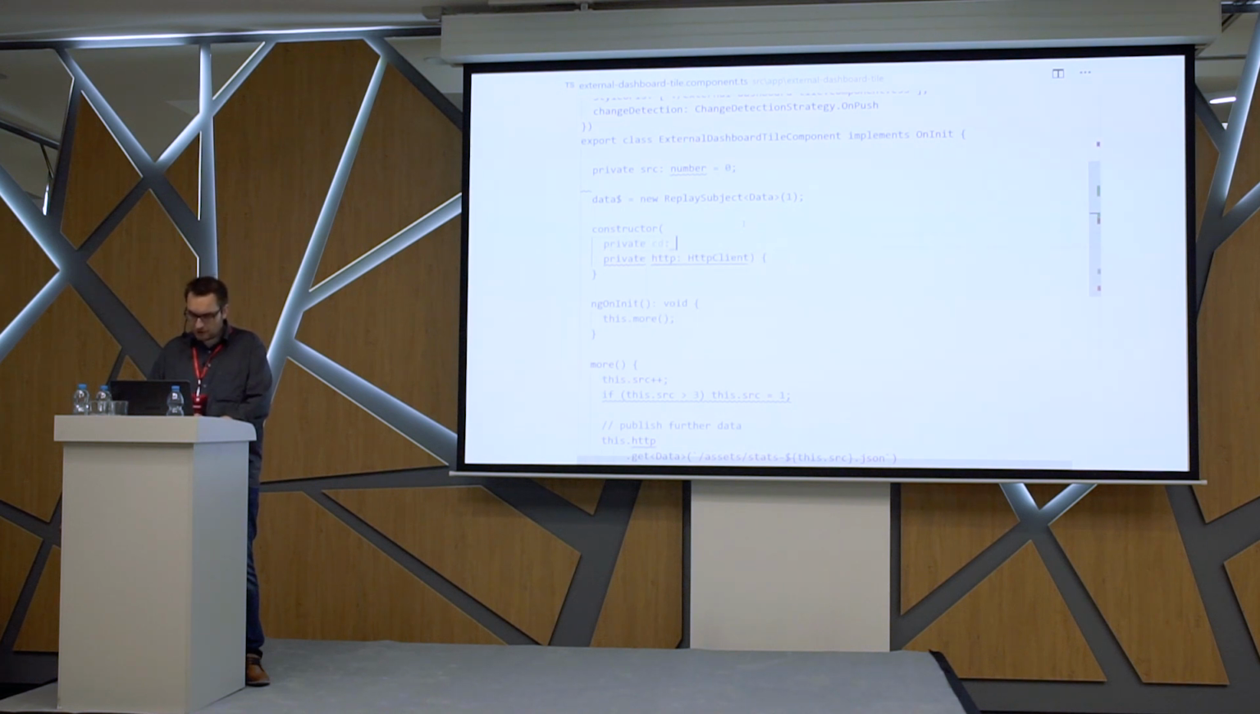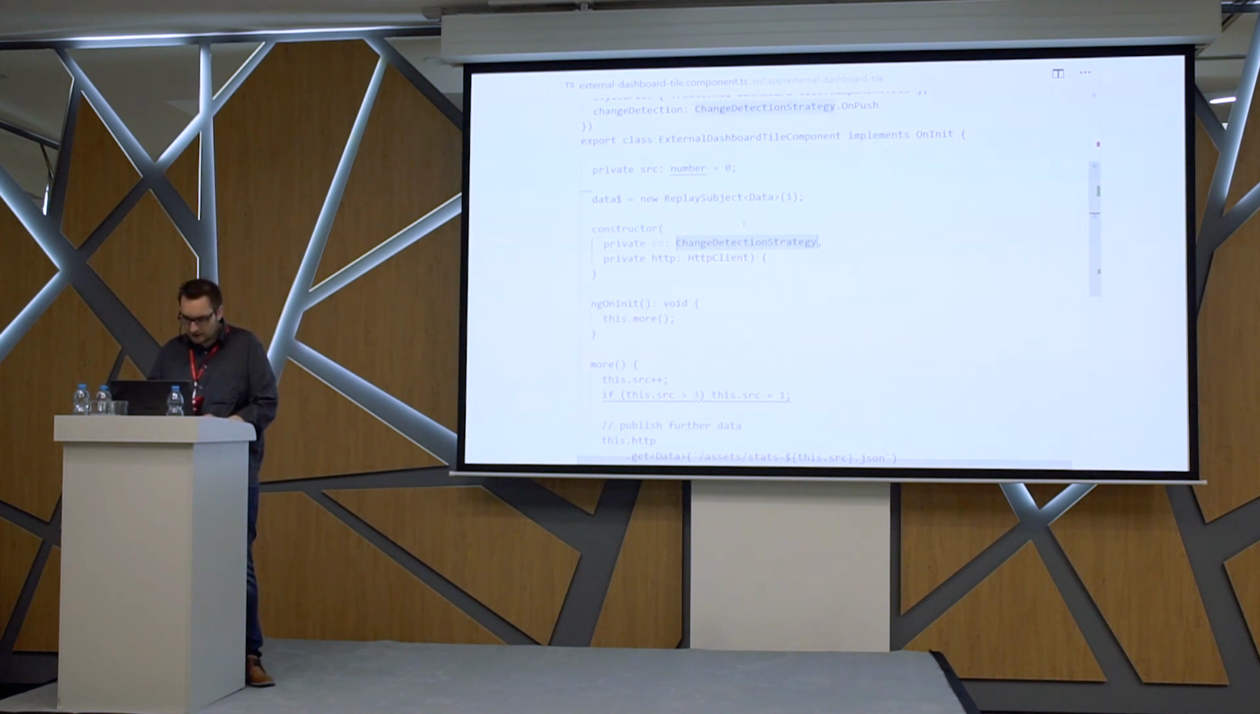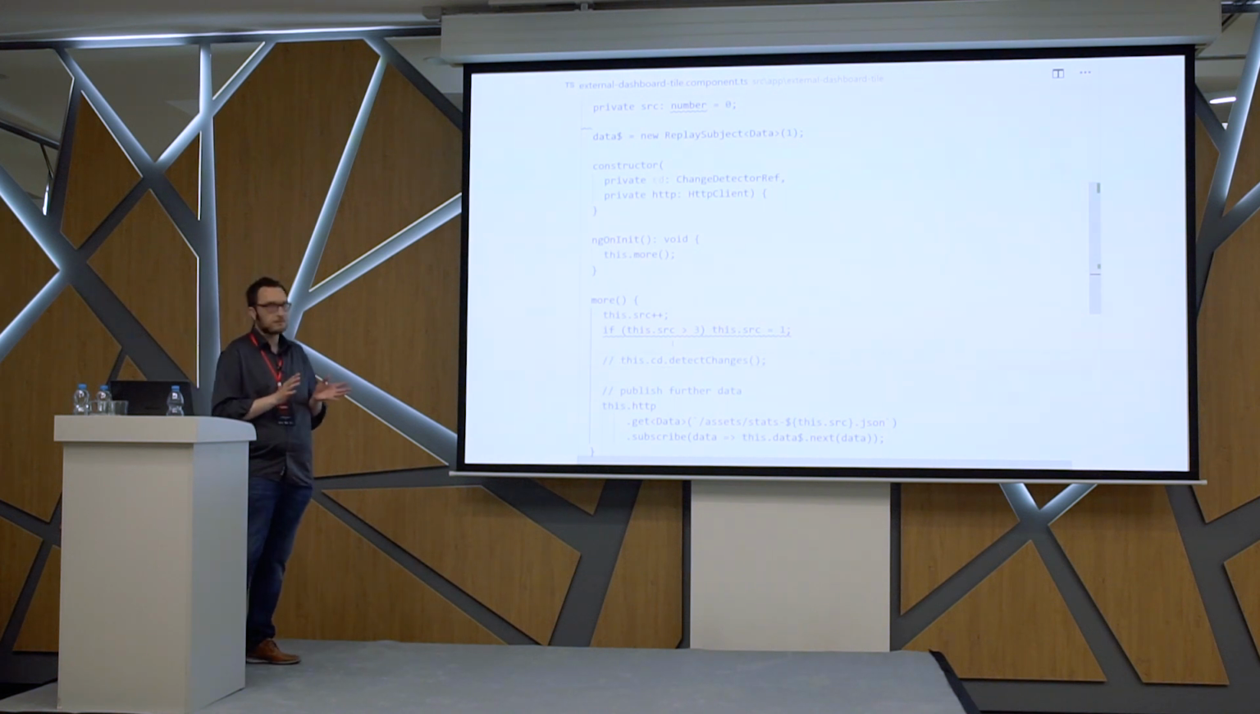The first option is using the change detector by hand. You can get hold of the change detector ref using dependency injection. And every time something changed, you can just say, hey, now please update your data bindings. Now please detect changes. This is the first way. Do it completely by hand.